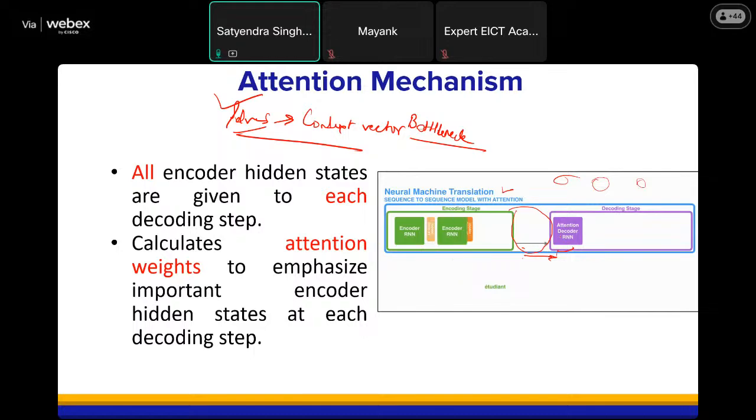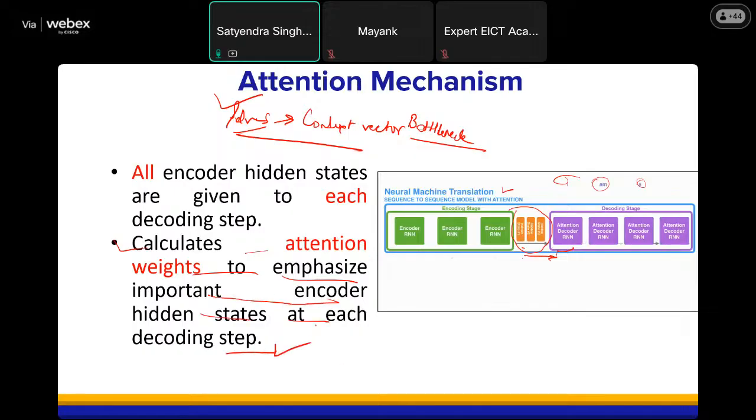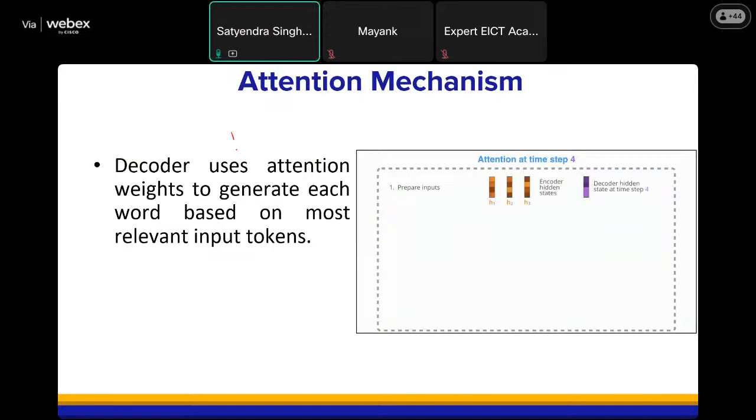So instead of having one composite or combined context vector, using the attention mechanism, it finds out which hidden state is relevant to the current output. It is based on calculating attention weights to emphasize important encoder hidden states at each decoding step. So how is it done? The decoder uses attention weights to generate each word based on the most relevant input token.